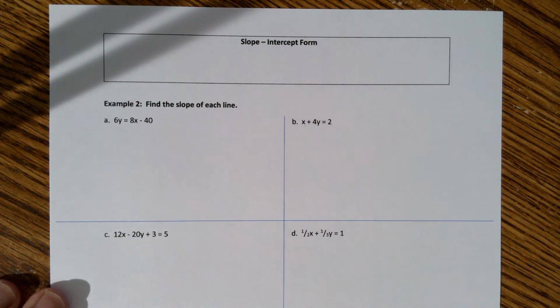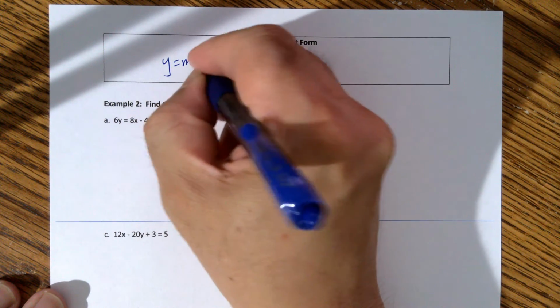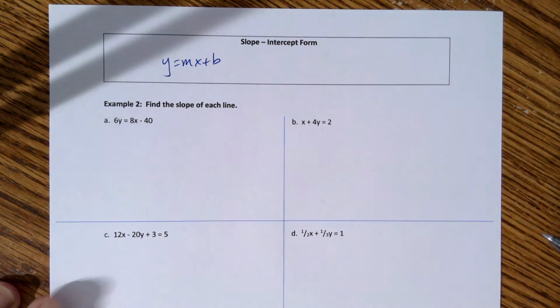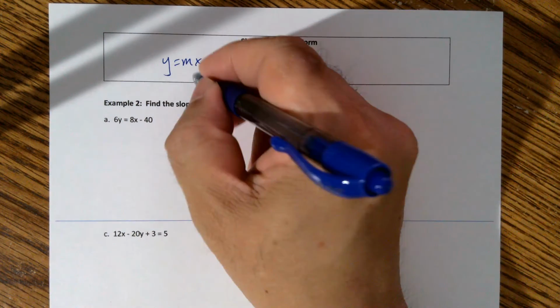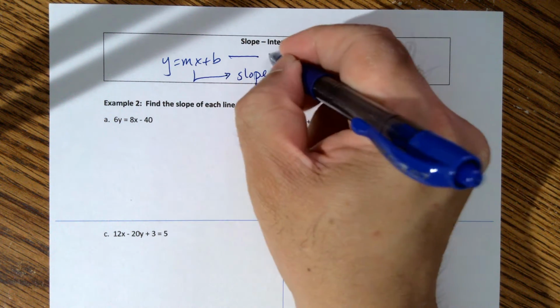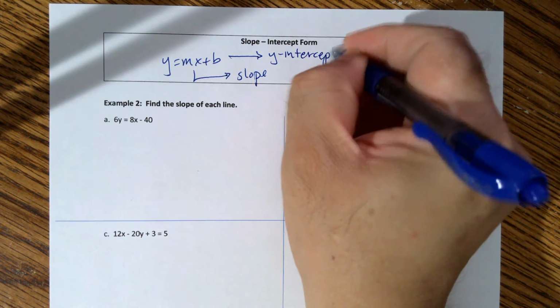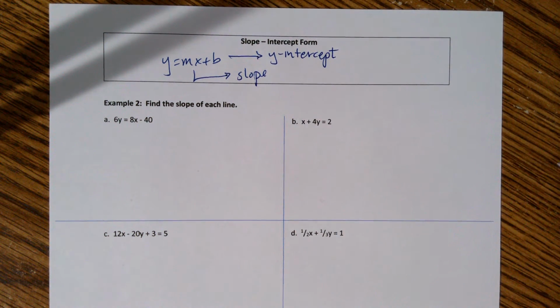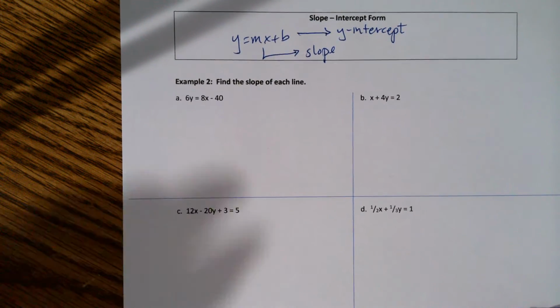Okay, slope-intercept form. Slope-intercept form is simply y equals mx plus b. This is a useful form, okay? It's solved for y. It gives you the slope. Remember, m is slope, and it gives you the y-intercept. This is useful for graphing or just identifying the slope. So what we're going to do is change each one into that form.